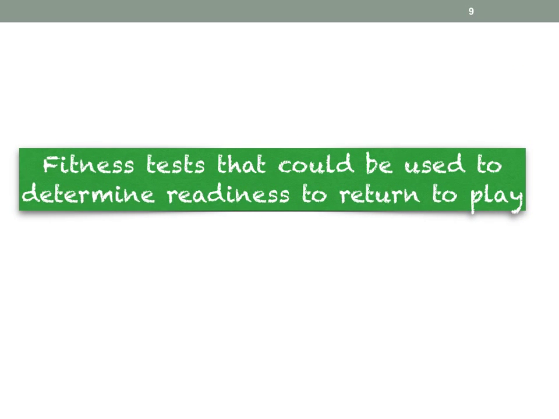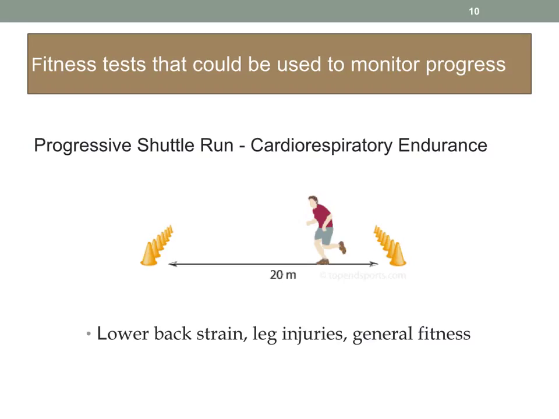So just what fitness tests could be used to determine readiness to return to play? A progressive shuttle run measures cardiorespiratory endurance, and this could be used to measure whether an athlete is fit enough or has the correct endurance levels to return to play. These results from the progressive shuttle run could be compared to the athlete's pre-injury levels. If the athlete was able to achieve level 10 on the beep test prior to their injury, they can be retested on this towards the end of their rehabilitation to determine whether they are ready to return. And if they are getting close to that pre-injury level, then they may be able to return to play.